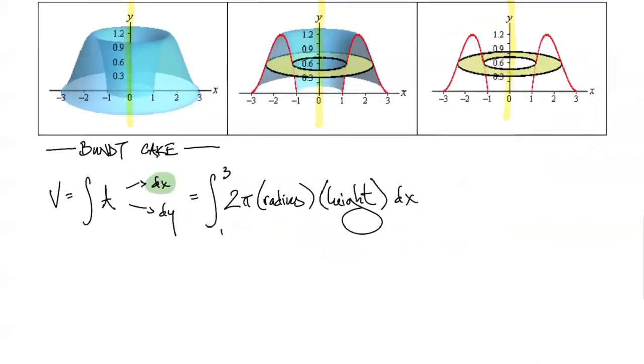And so let's substitute in all of these pieces. Now before, I had a pi r squared when I was doing disk or washer method, and we brought the pi out to the front. This time I have a 2 pi, so I'm going to bring the 2 pi out to the front. From 1 to 3, my radius is going to be x. And my height is going to be x minus 1, x minus 3 squared minus 0.